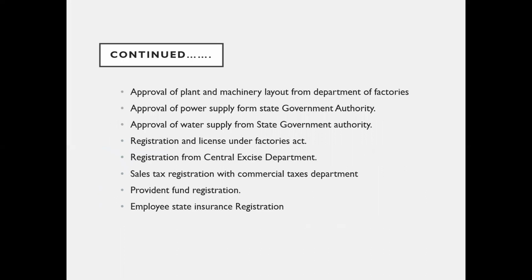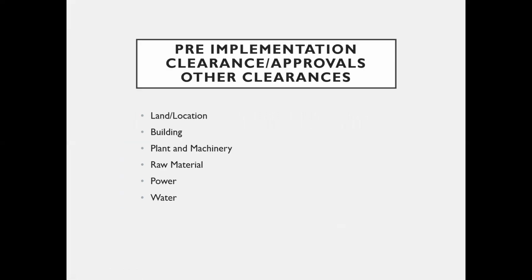Some of the other certificates are approval of plant and machinery layout from Department of Factories, approval of power supply from state government authority, approval of water supply, registration and license under Factories Act, registration from Central Excise Department, sales tax registration with Commercial Taxes Department, Provident Fund registration, and Employee State Insurance registration. All these certificates are obtained to ensure nothing will harm the people associated with the organization and the environment as well. So for that purpose, we need permission from the government authorities and agencies.